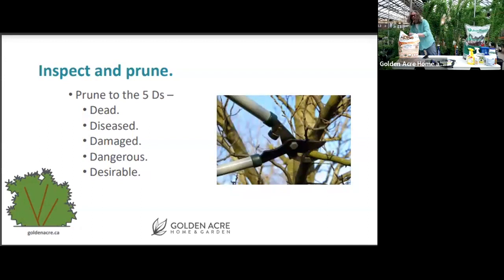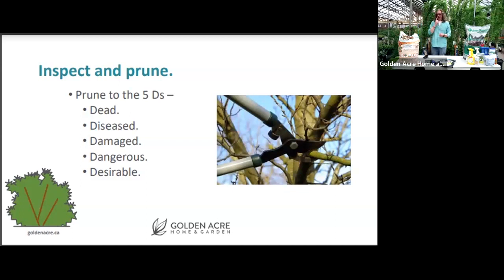And desirable, when we're pruning for desirable, that's pruning for shape. So I look at this tree and I go, oh, I love it. I don't like this one. This one seems weird to me. I snip it back. It's healthy. It's alive. There is no damage, but it looks weird. I snip it back. Now I've got the shape that I want. Now I've got the structure I want. And that's more important. So always prune for desirable last. You want to prune for your other ones first.